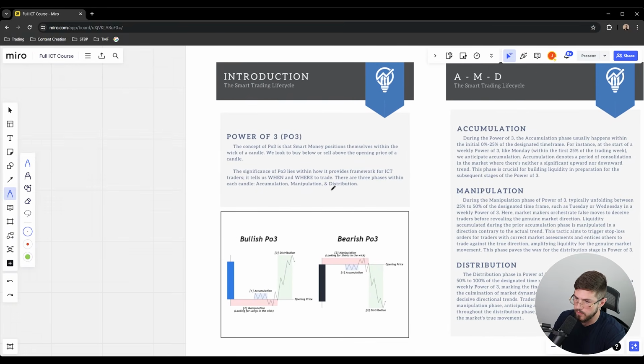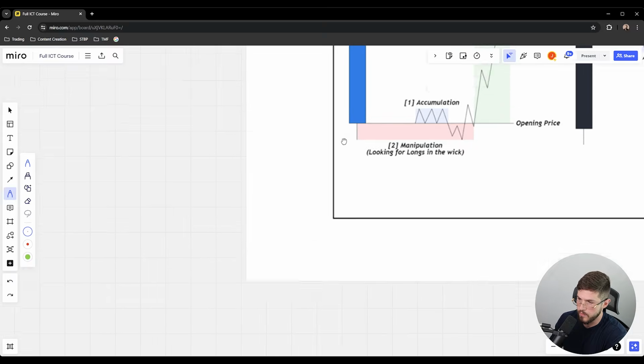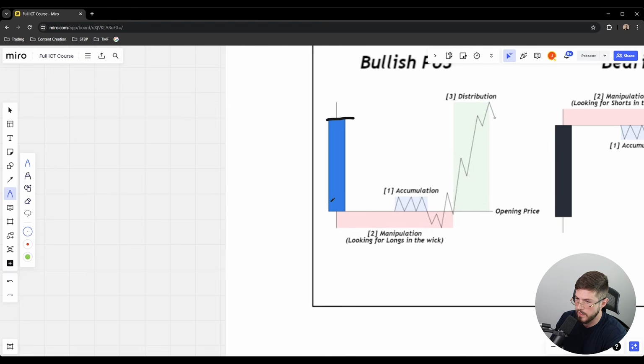So the power of three refers to candle formation, okay? Every candle, I want you to understand that every candle has a wick. Every candle has a body, every candle has a wick. So let's just say if you're trying to get in on this weekly candle, you're just trying to catch the weekly expansion. Your goal is to get in on this wick. Now, what if I were to tell you that this wick is not only likely to happen, but it's likely to happen at a certain time of the week?